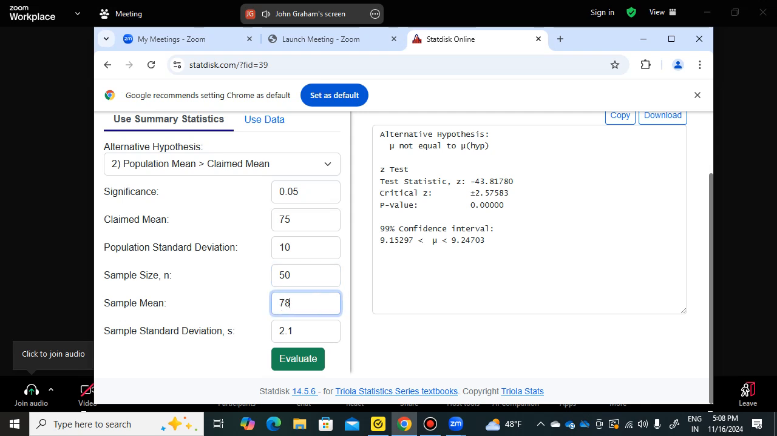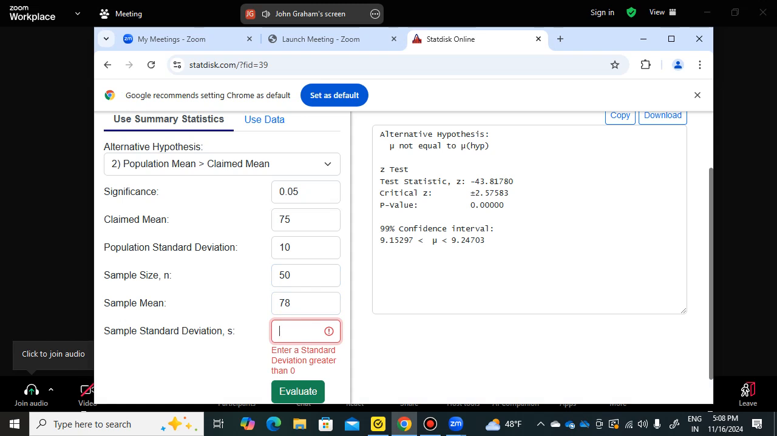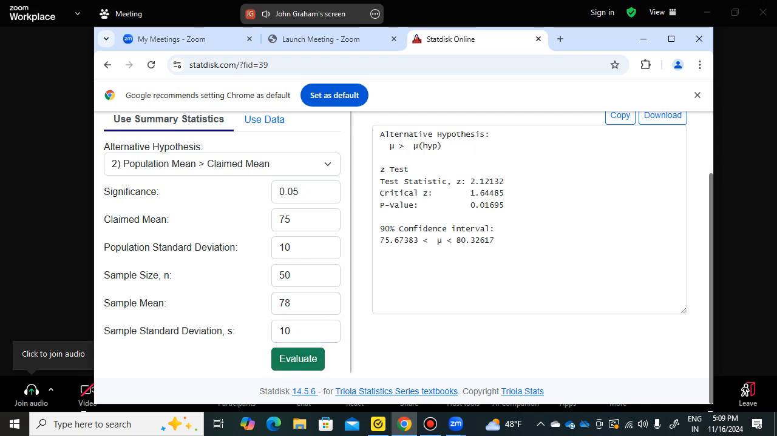Sample mean is 78. And we don't have the sample standard deviation, but we have to enter something, so we just enter the population standard deviation. You can actually enter anything, and it won't make a difference. I don't know why this one particular time it does not allow you to just leave it blank. I'll show you real quick that I could put anything here and it's not going to change anything. If I enter 5, it doesn't change. Enter 500, it doesn't change. So you can just enter a number.